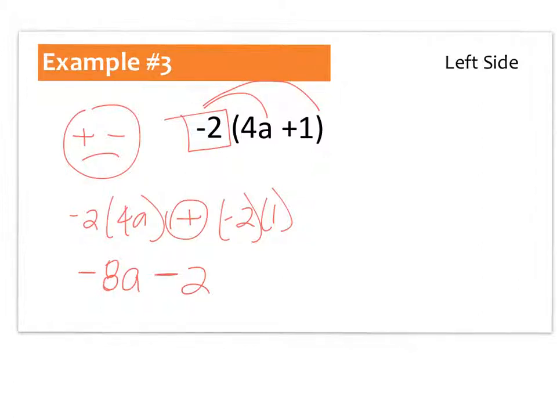So if both of our numbers in here are positive and we have a negative number on the outside, everything on the inside is going to change to negative. As you can see here, we have a negative 8a and a negative 2. So everything on the inside ended up turning negative.